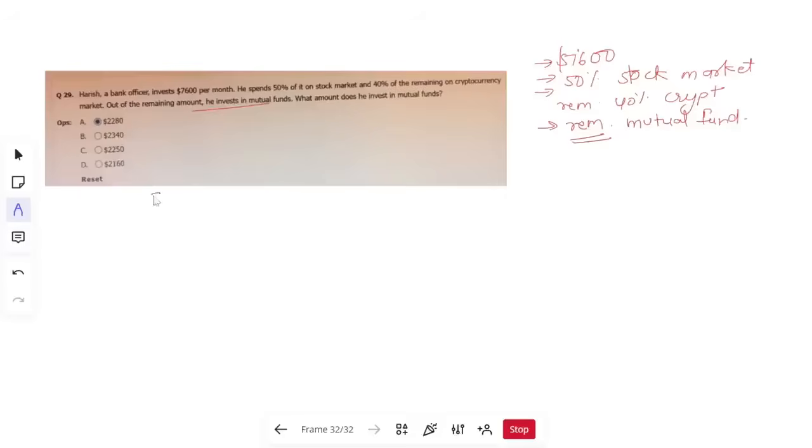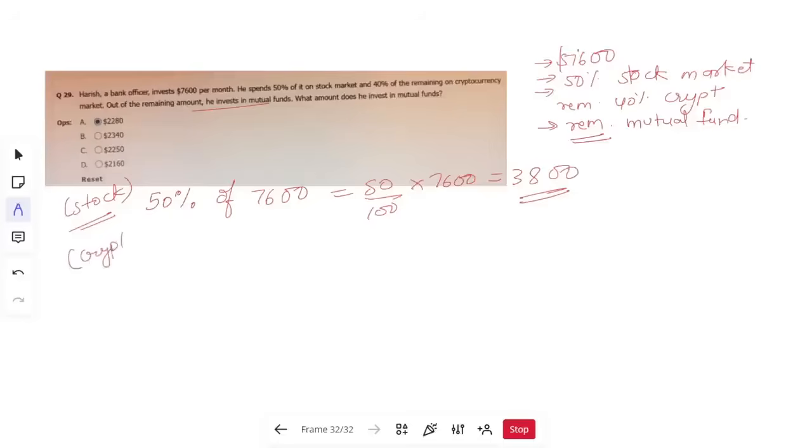First of all, 50% of whatever the amount that we had, which is 7,600. This is the amount that he is spending on stock market, because that is given to us initially. 50% of 7,600 will be how much? 50 by 100 into 7,600. This is going to sum up to 3,800. So this much he is left with after investing in stock market. Now the amount spent on cryptocurrency was 40%, right? So how much are we left with?